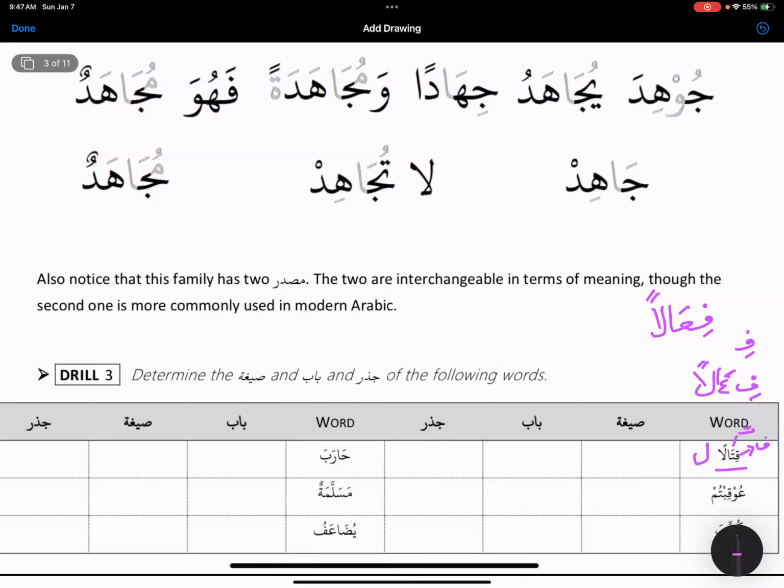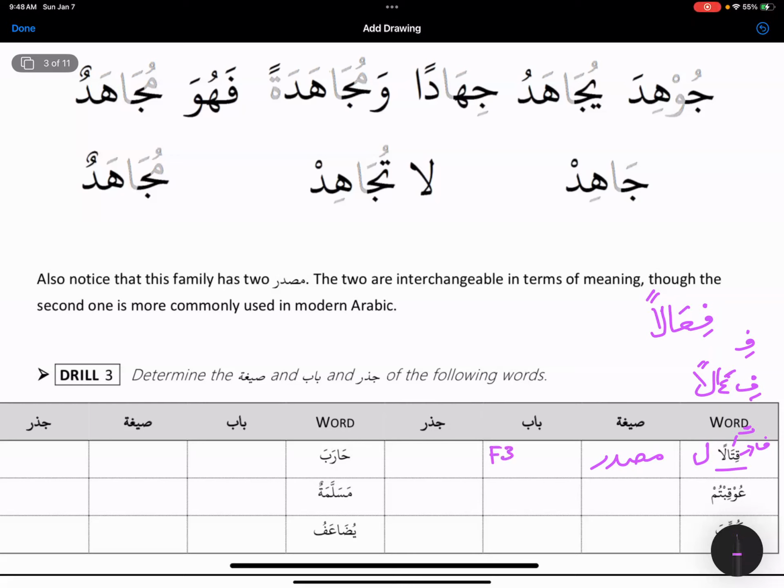So siga, you guys said that this is masdar, right? Everyone? Yes, 100%? Okay. And then what is the bab now? Mufa'ala. Exactly. Jihadan, or you can say jihadan. This is the same family 3 basically, so you can say family 3.